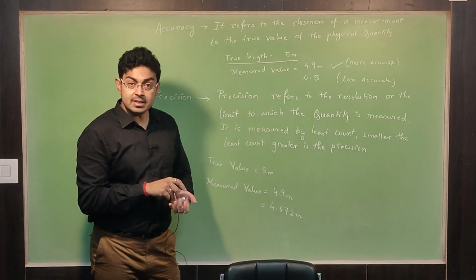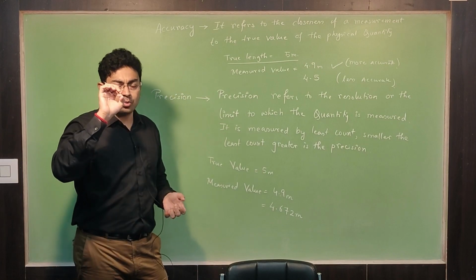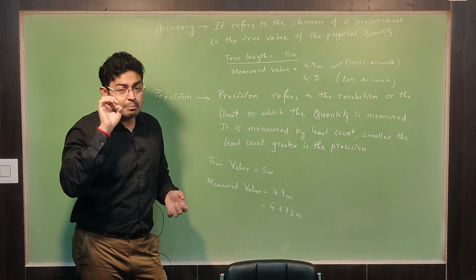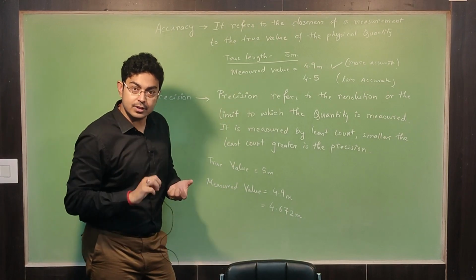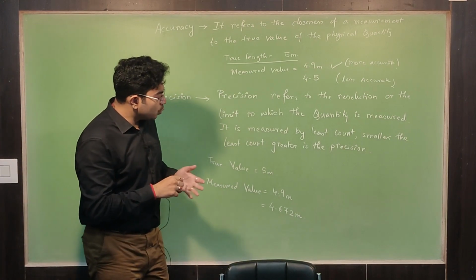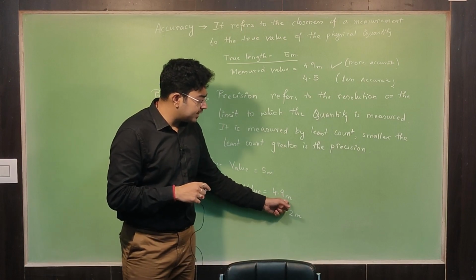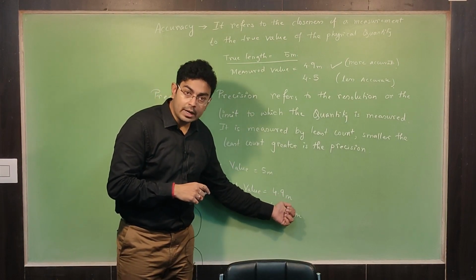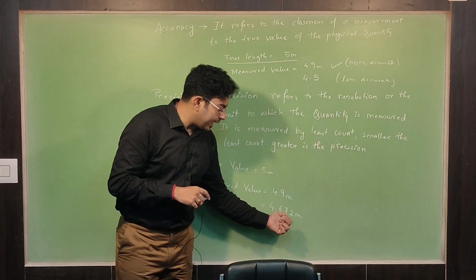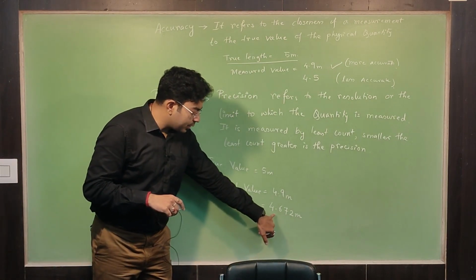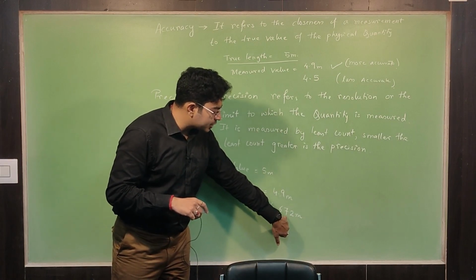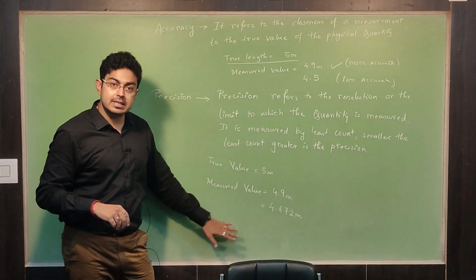Least count means the minimum value that we can measure with a given instrument. So what is the minimum value with the instrument that you have used? It is 0.1 meter here, and this is 0.001 meter. Got it? So that means you can go up to 0.001. This is the least count.